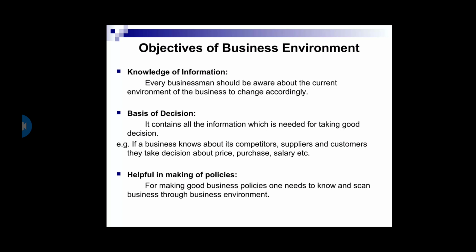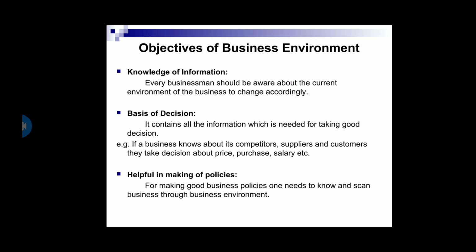Now, if we talk about the objectives of business environment, the first one is knowledge of information, which means that every businessman should be aware of the current environment changes so that they can mold their policies and their activities, which will help them to cope up with the uncertainties or challenges which are set in front of the business enterprise due to change in the business environment.